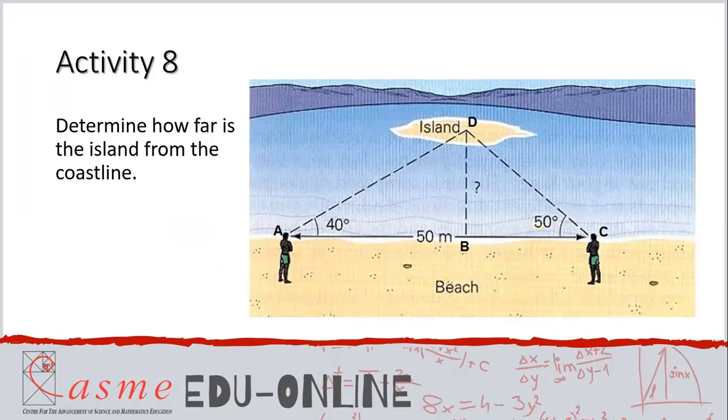Again, I will take you back to the calculator. Now, I want us to solve a real problem. We know the distance between point A and point C. We know the angle if you look at the island from point A, and you know the angle if you look at the island from point C. Now, ours is to find how far the island is from the coastline.